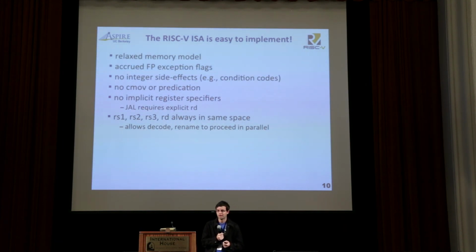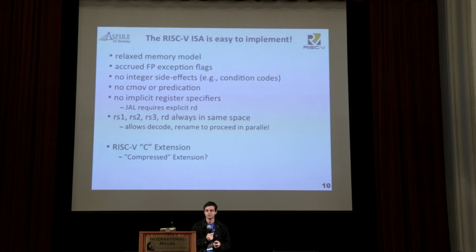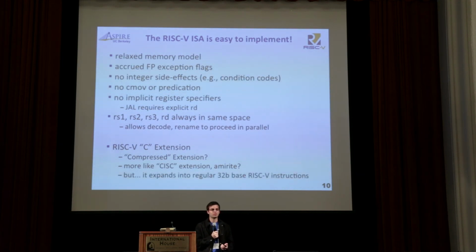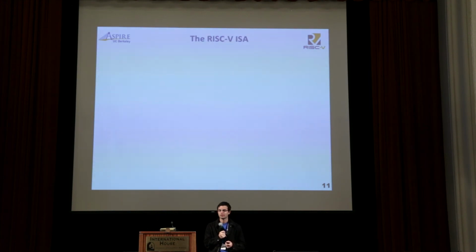It's pretty cool. Now, of course, I have to mention RVC, the RISC-V compressed extension. That does relax some of the implicit register specifiers, and some of the moves. So we call it the compressed extension, but you could also maybe think of it as the RISC-V CISC extension. But on the counterpoint, it does expand into the regular RISC-V base ISA. So you add maybe a little bit of FO4 on the critical path, but it's still a very simple ISA. It doesn't affect the back end.